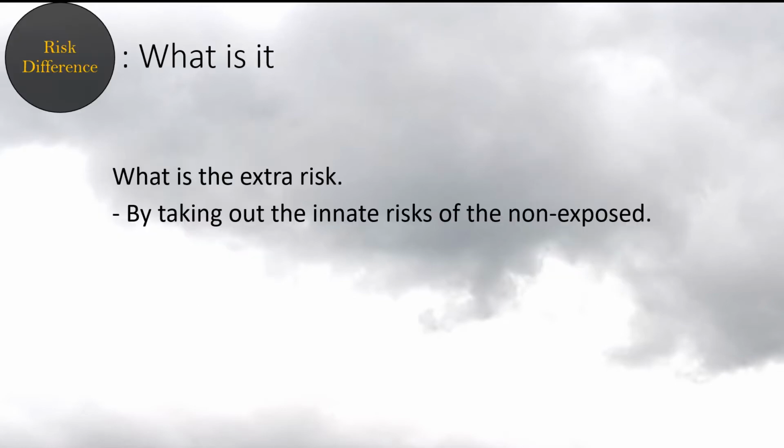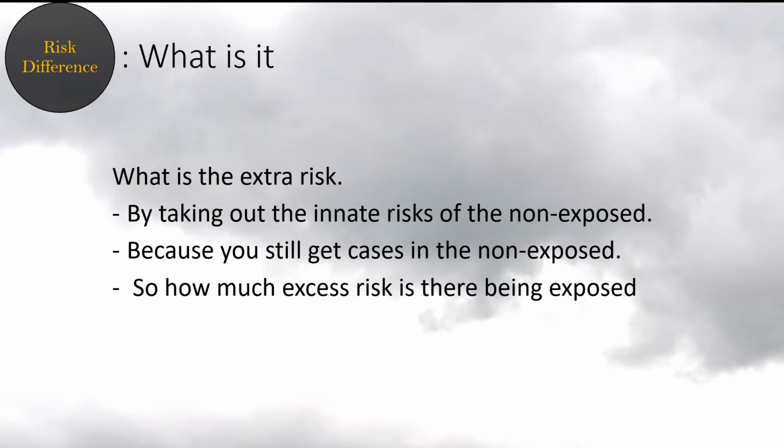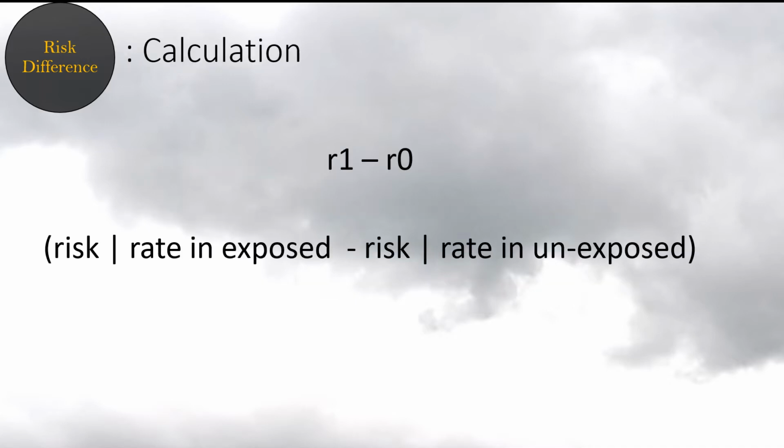So, what is it? You are essentially talking about the extra risk, and that's by taking out the innate risk in the non-exposed. Because you're still getting cases in the non-exposed. So you're showing how much excess risk you're getting by being exposed to whatever exposure you're actually measuring. So it's technically the true risk of that additional exposure. So the calculation here is R1 minus R0. That's risk or rate in the exposed minus the risk or rate in the non-exposed.